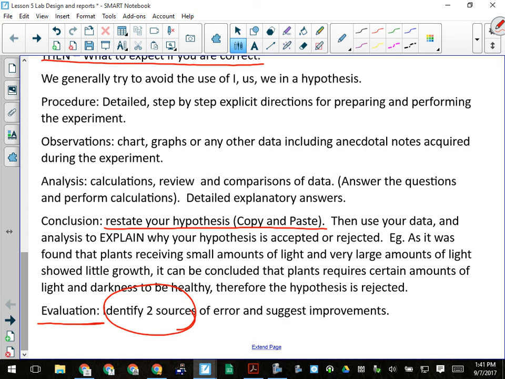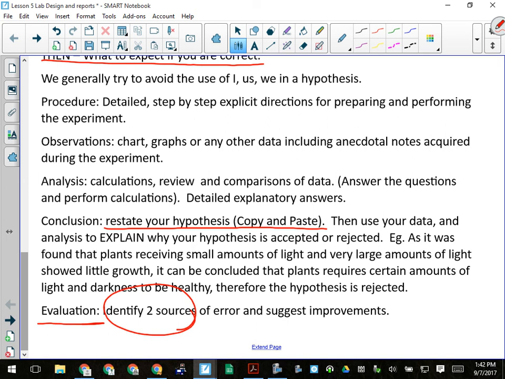A design error would be something like this. I ask you to do an experiment where you're observing chemical reactions. You're mixing 2 chemicals together, and I give you like a contact lens sized dish to do the experiment in. How hard is it going to be to properly observe a chemical reaction in a sample size that small? Pretty difficult. Is that a source of error that was beyond your control? Yeah, it was. I told you this is what you use and I gave it to you. It was the design of the experiment. It interfered with your ability to do the experiment correctly.